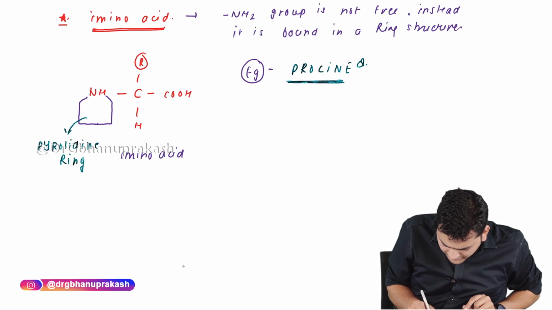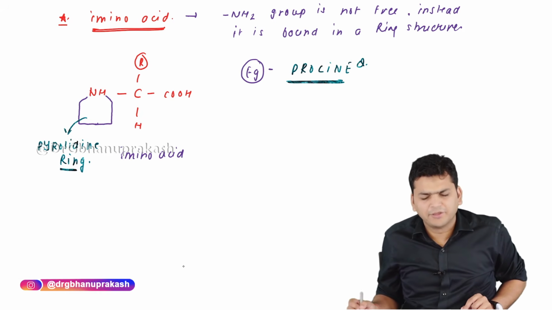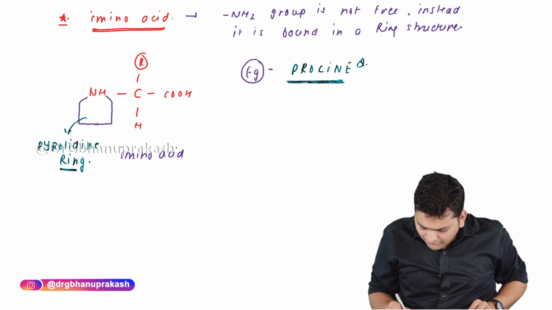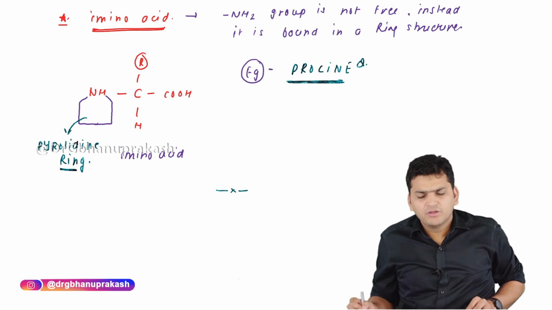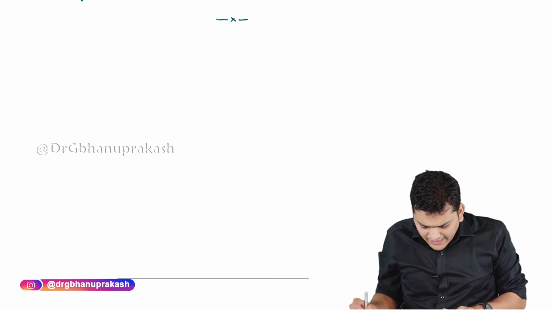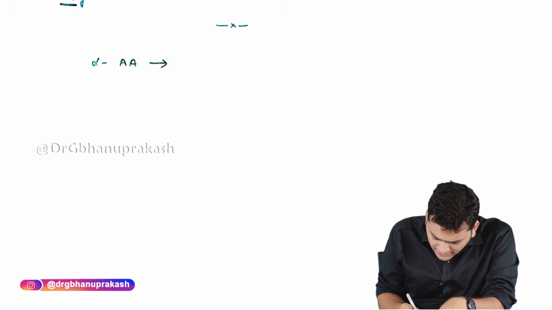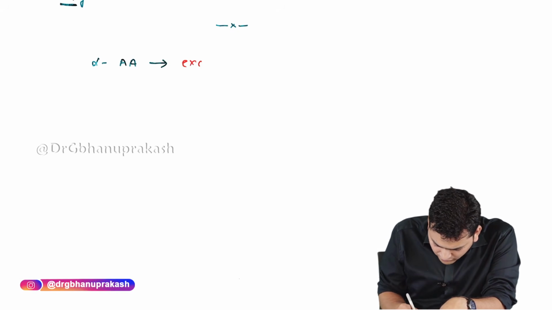So pyrrolidine ring is found in which amino acid? It's found in proline, which is an example of an imino acid. So these are the three definitions to be remembered, right? To summarize what we have discussed, the first thing that we need to know is the alpha amino acid. In humans, most of the amino acids are found in alpha form. There are few exceptions, and the most important exception that you should know is beta alanine.